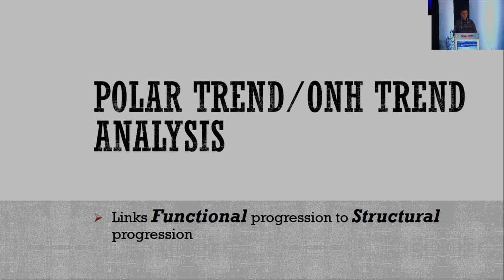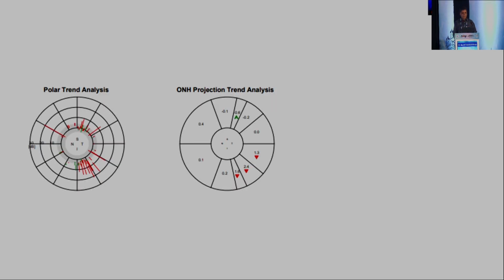Now, the polar trend analysis and the ONH trend analysis again link functional progression to structural progression. Again, from our base example, it does not require any explanation. In the infratemporal region, you can see those long red areas. That is where the progression is happening. The projection trend analysis also shows those 3 inverted red triangles, telling you it's that area of the patient's optic disc that is undergoing the progressive changes.